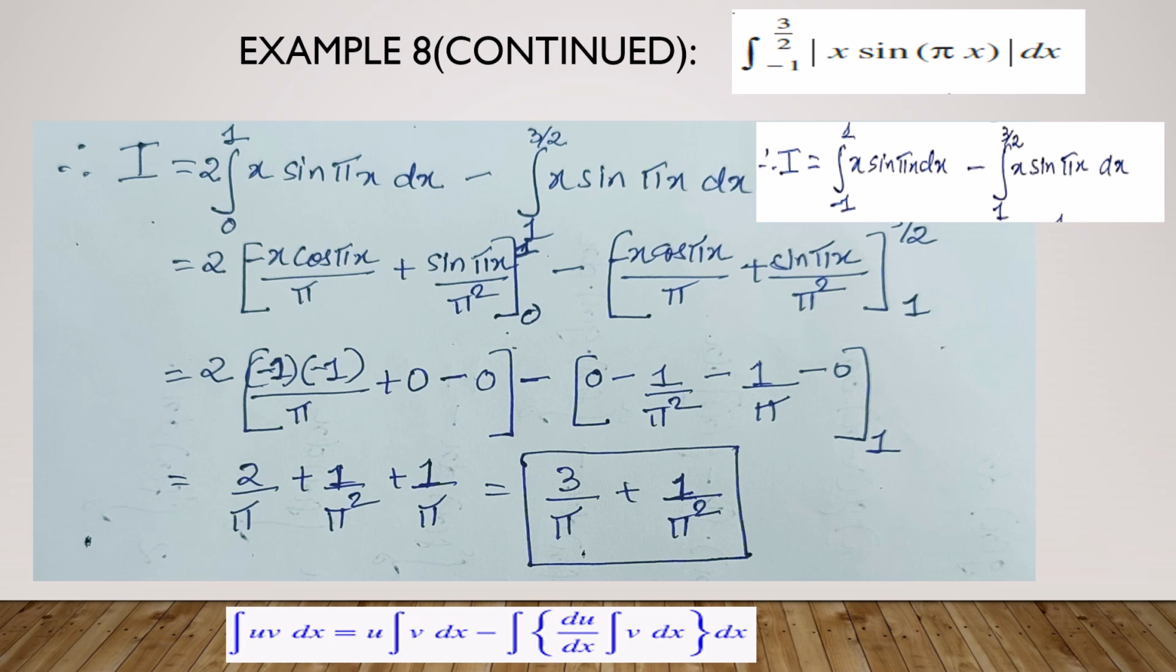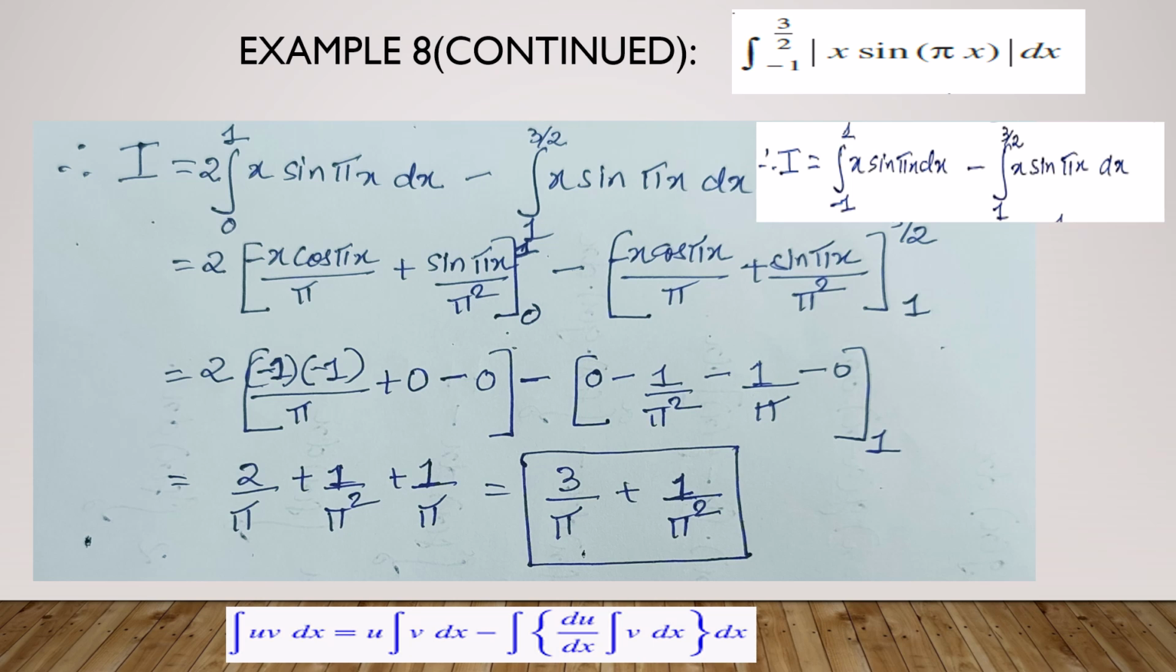Now for the first term, you know that over here sine is an odd function, but x sine x therefore will become an even function. So the first term, minus 1 to 1, can be written as 2 into integral 0 to 1 of x sine pi x dx, minus the second term as it is, integral 1 to 3 by 2 of x sine pi x dx. Now you know that over here what is the integral of it?